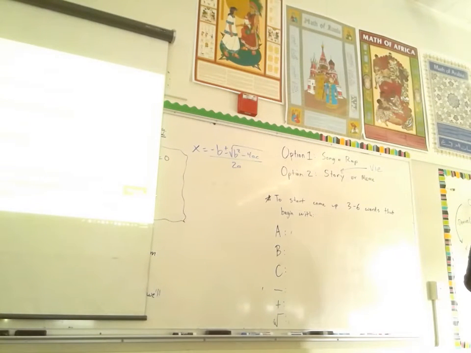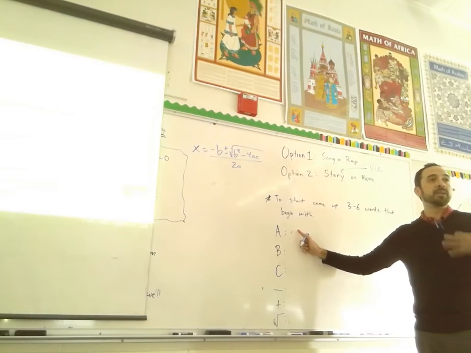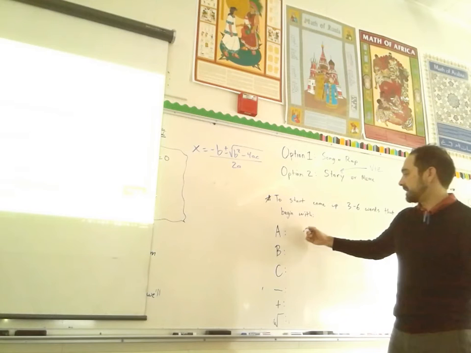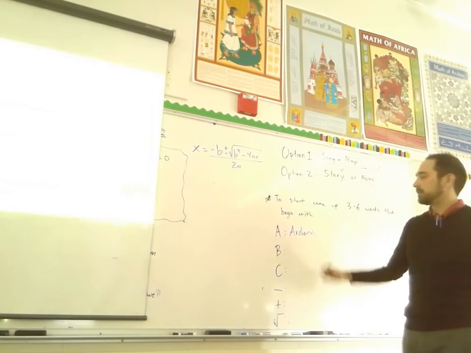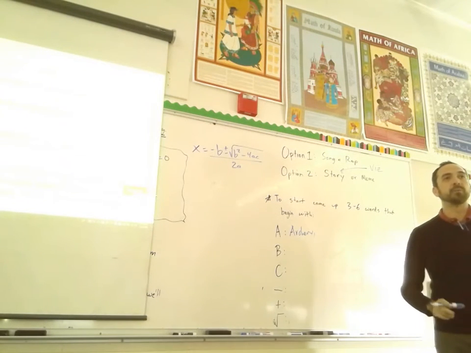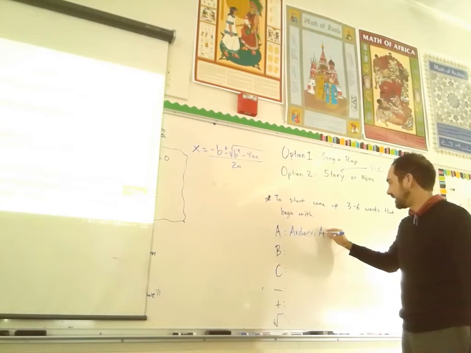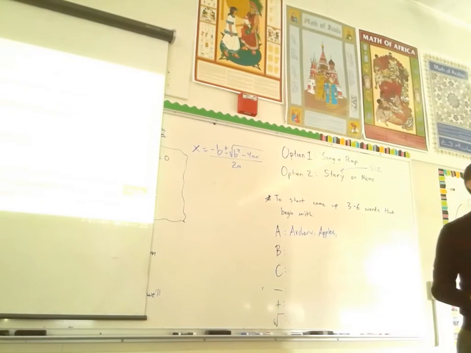All right, let's see. 3 to 6 words that start with A that are meaningful to you. So I would say, because I enjoy archery, I'd put archery. What else? Something that's personal, not just like automobile. Apples. Hey, I like apples. All right, let's make a few. Yeah, Emma. Academics.